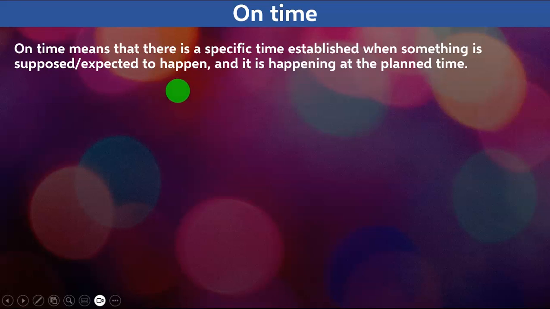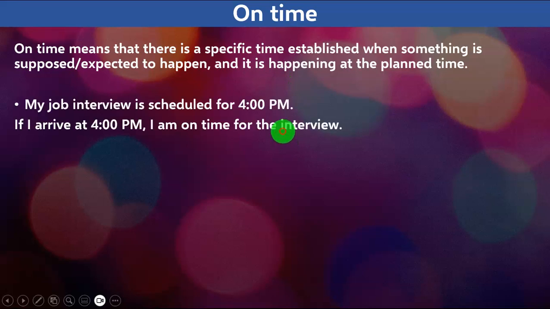On time means that there is a specific time established when something is supposed to or expected to happen, and it is happening at that planned time. Okay, I repeat. On time means a specific time established when something is supposed to or expected to happen, and it is happening at the planned time. Right? Now let us look at a few examples.